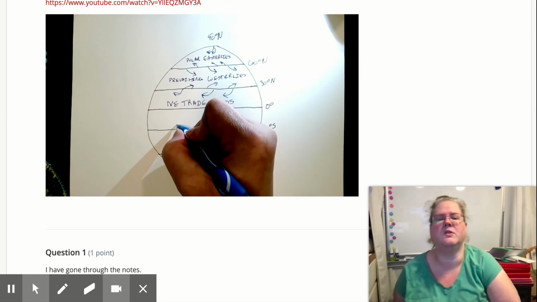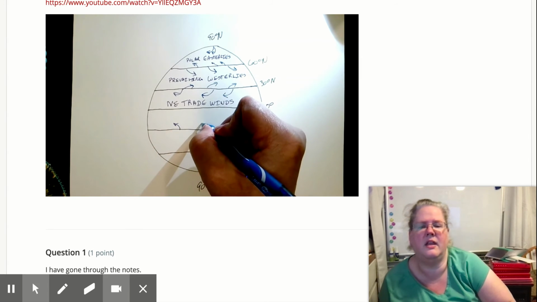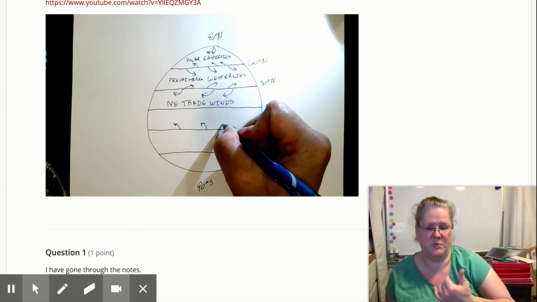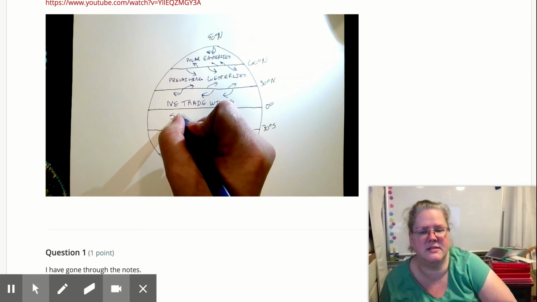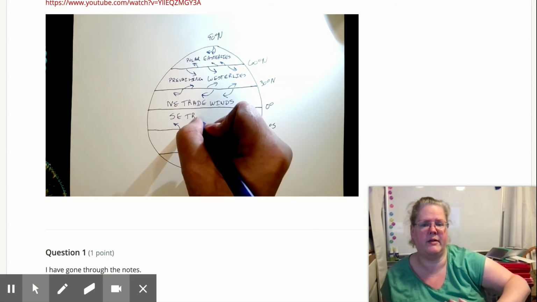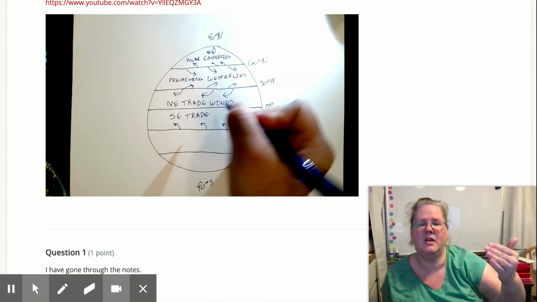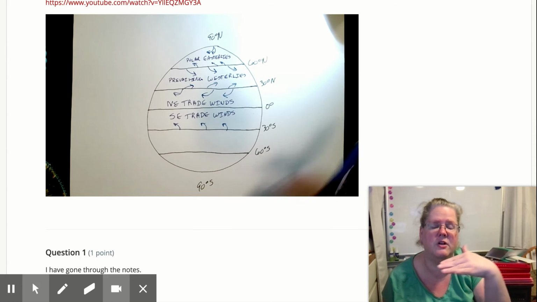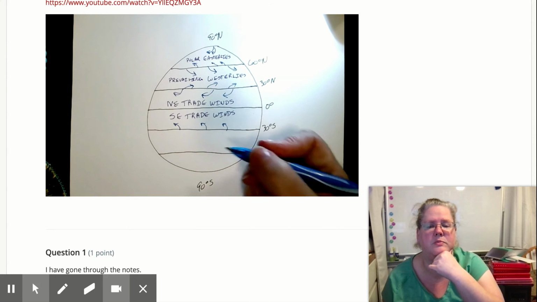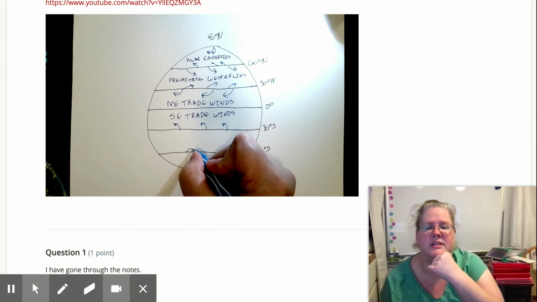So between 0 and 30 degrees south, again, we're getting deflected, as we look at it, to the left. So that's the southeast trade winds, because again, everything on top is reflected on the bottom. So if you can memorize the top half, you just have to remember instead of northeast, it's southeast, and everything else is just a mirrored image if you reflect it down. So we've got the southeast trade winds.